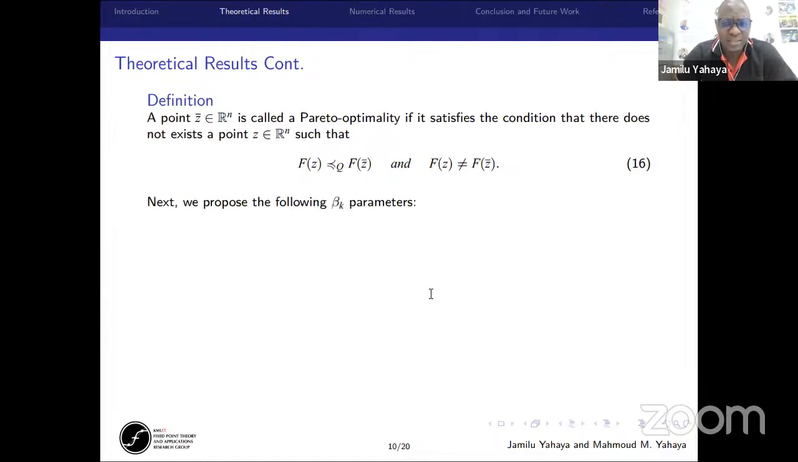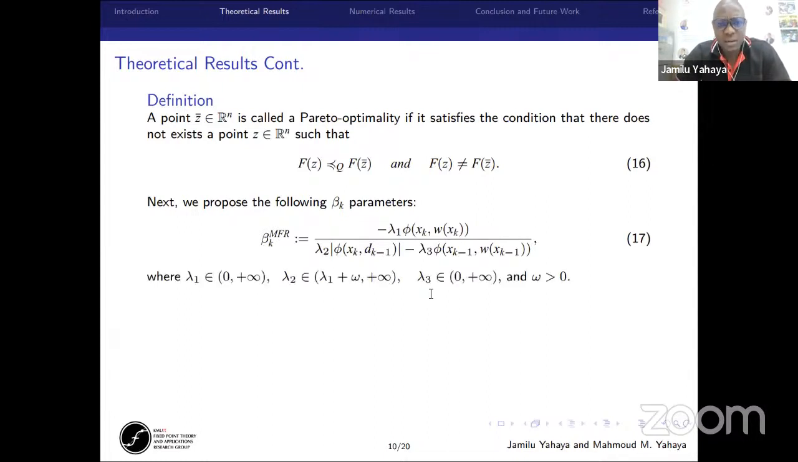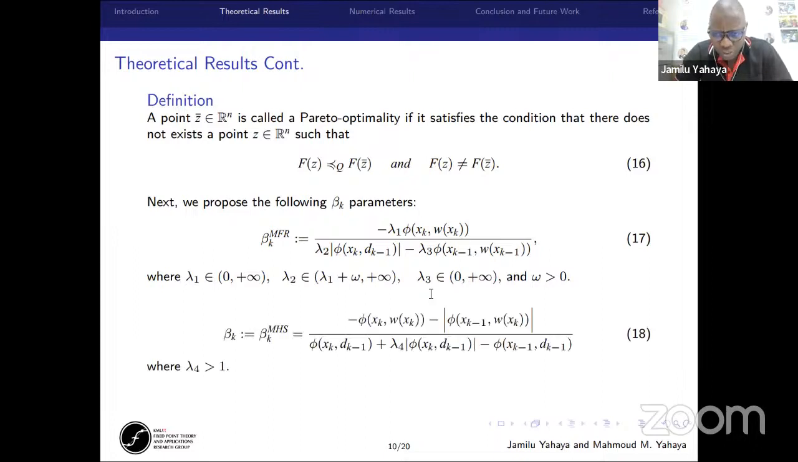Next, we propose the following beta K parameters. As my colleague said earlier, the most important thing, whenever you want to establish convergence and you request sufficient descent conditions, is to show the sufficient descent condition first before establishing the convergence, not to assume it. In the paper of Lucambia, Pires, and Prudenti, they assume the sufficient descent condition for FR and HS. So we seek to address this problem by introducing a variant of FR, as you can see in equation 17, and another variant of HS, as you can see in equation 18.